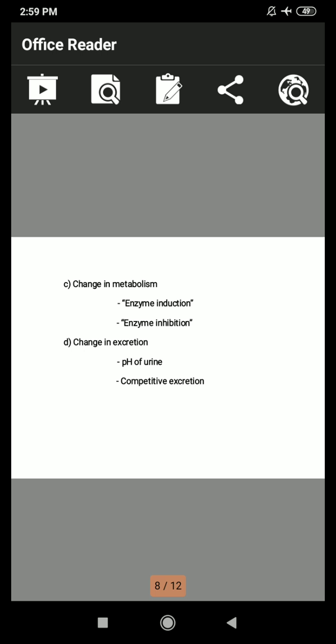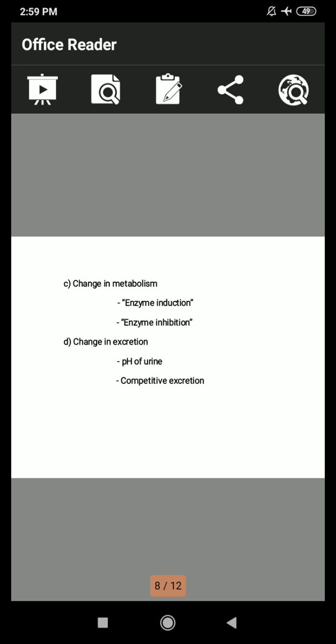First is pH of urine and competitive excretion. In pH of urine, ionized drugs easily diffuse and are excreted in the urine. So any drugs that change the pH of urine affect excretion of weak acids or weak bases. Then competitive excretion, in that renal tubular transport between concurrently administered drugs generally changes the excretion of one another.